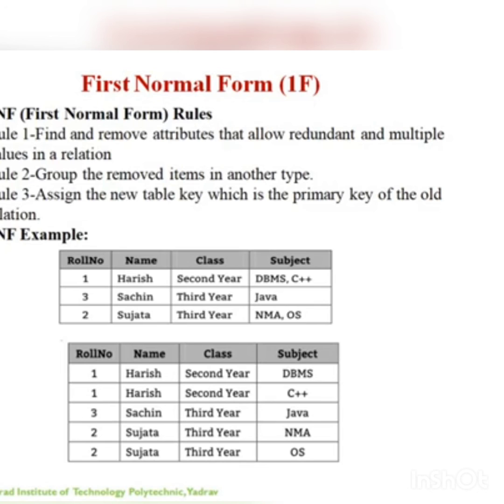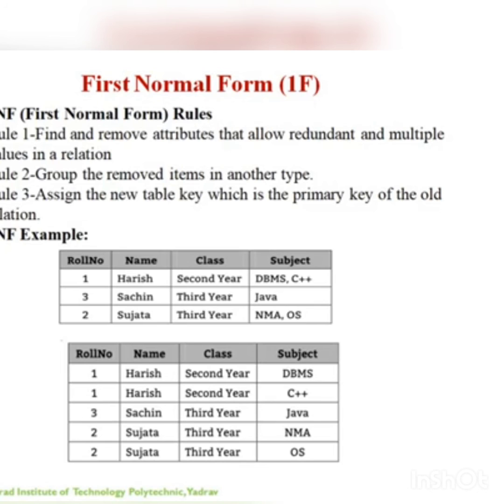Are you getting that? Harish opted for 2 subjects, DBMS and C++. Here the 2 subjects are placed in a single column. This table is not in first normal form as the rule says. What is the rule? Each attribute of a table must have single values. The subject values for students Harish and Sujata violate the rule.